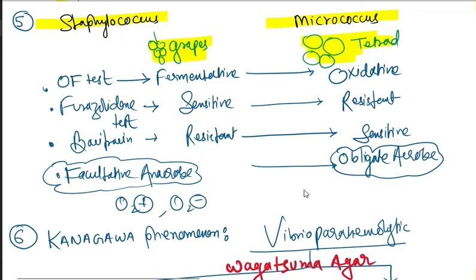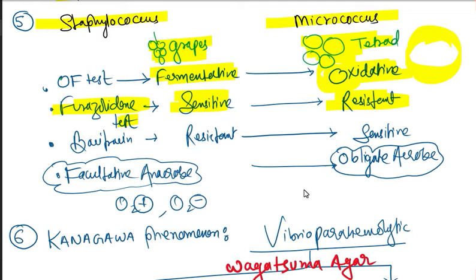The OF oxidation-fermentation test: in Staphylococcus it is fermentative, and in Micrococcus it is oxidative. We can see big O, Micrococcus, O. So I write here, big O means oxidative. Now the furazolidone test. This is sensitive in Staphylococcus, but resistant in Micrococcus.